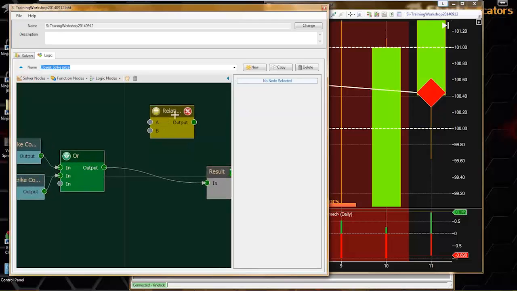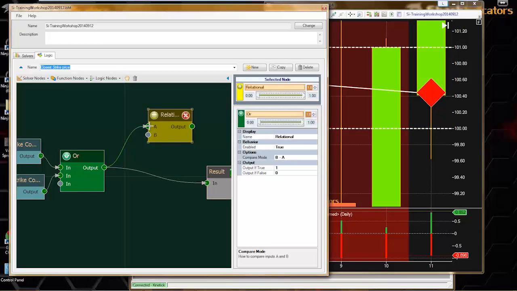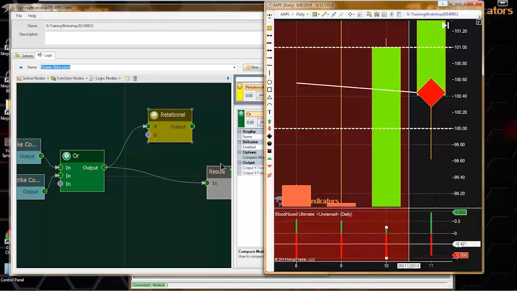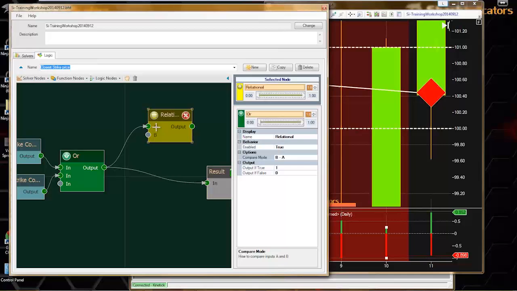And if we zoom into this node, what we're talking about is input A and input B. We're going to compare input A to input B. So if I take this output and connect it to A, essentially the values we see on the chart now, this long output and the short output, are what's going into A.